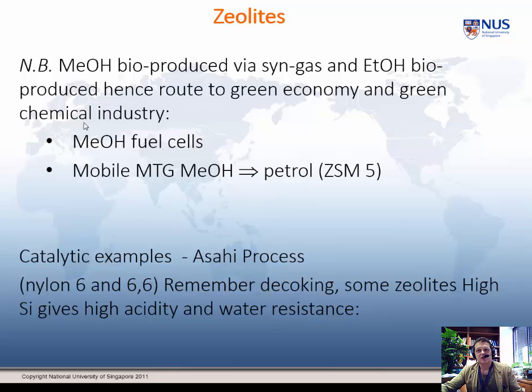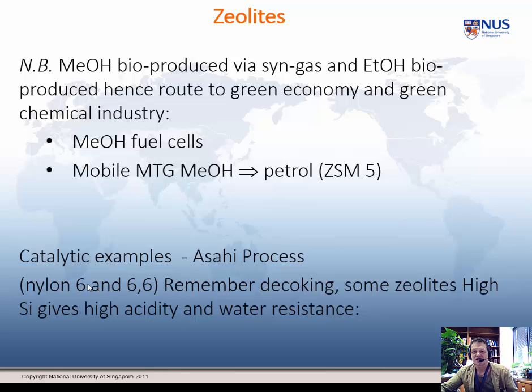Okay, so an aside, I suppose, in one sense: methanol, bioproduced via syngas, and ethanol actually, and routes into the green economy. Methanol is really important, required for fuel cells, or again using our old friend ZSM5, you can convert via the MTG process methanol to petrol. So really useful.